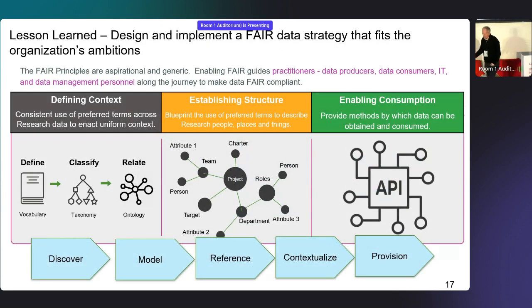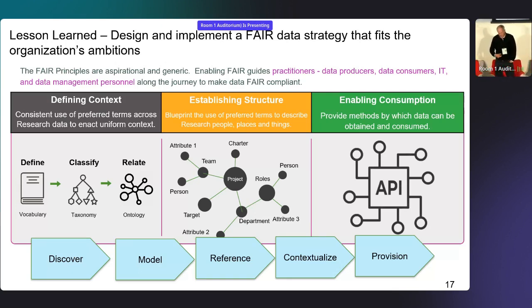So we put together a strategy with a process. How do we design and implement FAIR across an organization that matches our ambitions? And basically we said, we're going to do this through every IT project that comes along. So if an IT project has the hood of the car up, we've got our hands in the engine, we're going to make the system and the data FAIR.